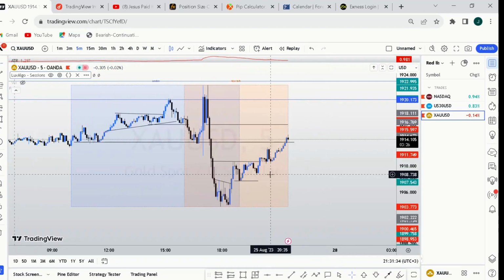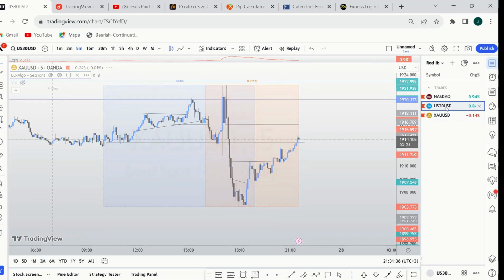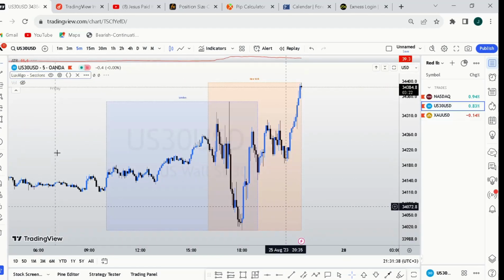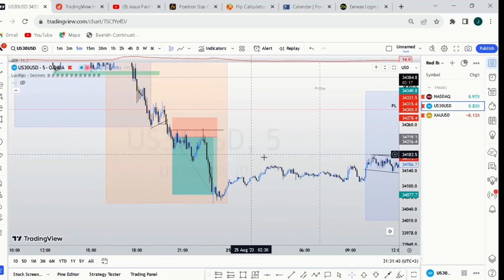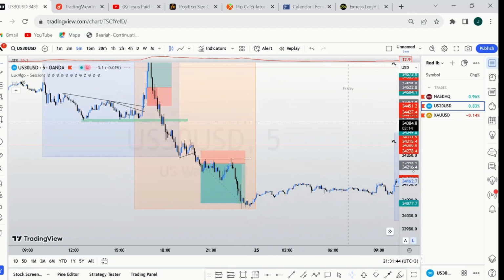Guess what? I never took any trade on gold. I took one trade on 30, man. Just, yeah, that's scalping. Don't force, man. And if you look at yesterday, it was a very good vibe, man. Very good vibe. Look at this.